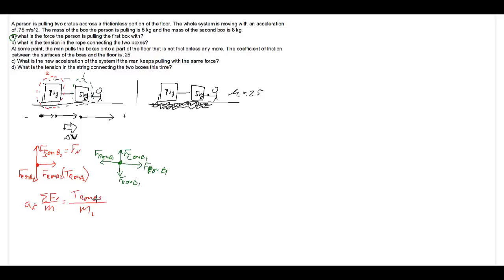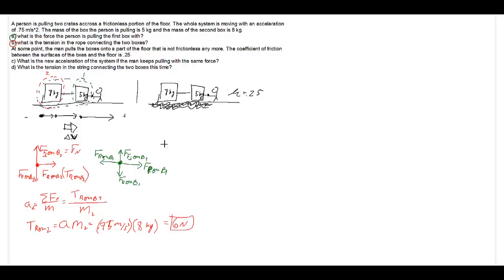Now, doing this, you realize that we've actually just found the tension of the rope connecting the two boxes, because we know that the acceleration is 0.75 meters per second squared, and we know that the mass is 8 kilograms. So if we do tension of rope on 2 is equal to a times m2, we get 0.75 meters per second squared times the mass, which is 8 kilograms, which gives us a force of 6 newtons, or a tension of 6 newtons on the rope between the two.